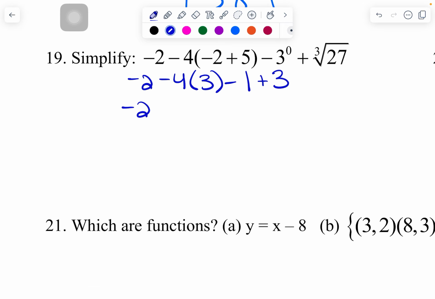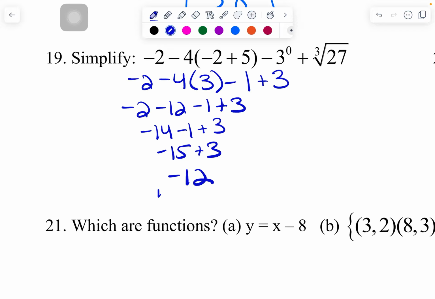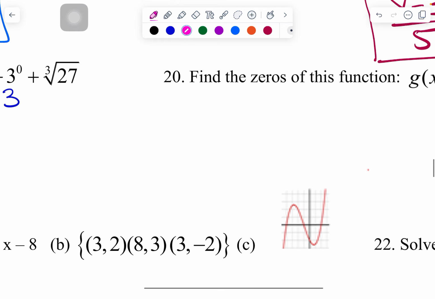So a little multiplication here. Negative 4 times 3 is going to be negative 12. And now I'm just down to addition and subtraction. So I'm going to work left to right here. Negative 2 minus 12 is negative 14. Negative 14 minus 1 is going to be negative 15. Negative 15 plus 3 is going to be negative 12. And problem number 19 is done.